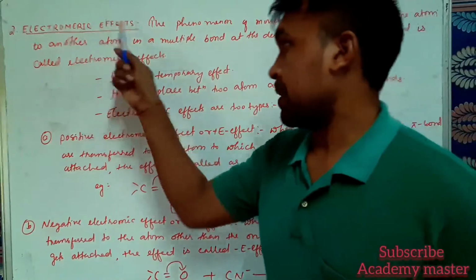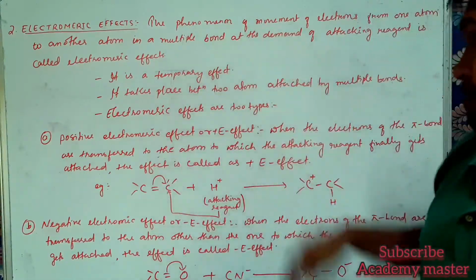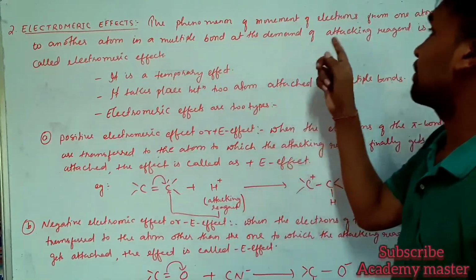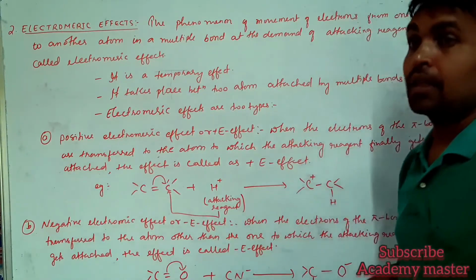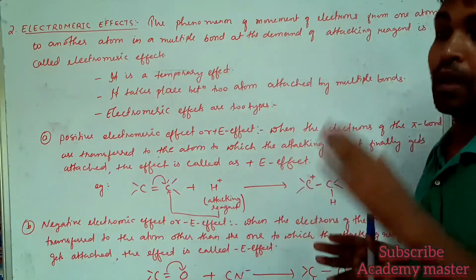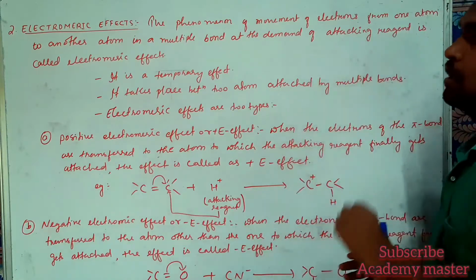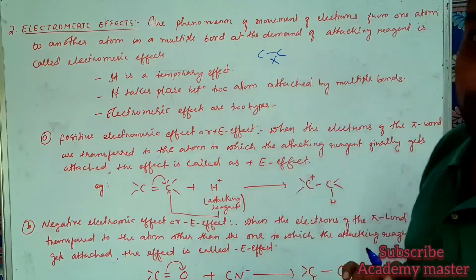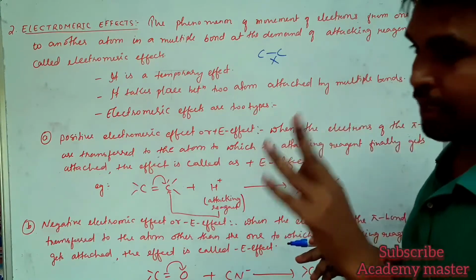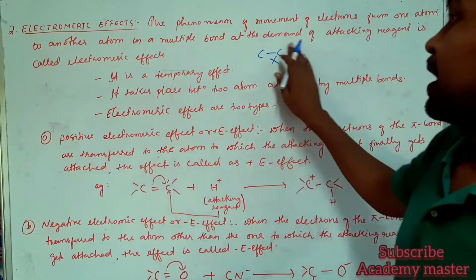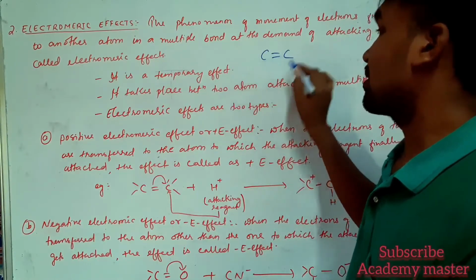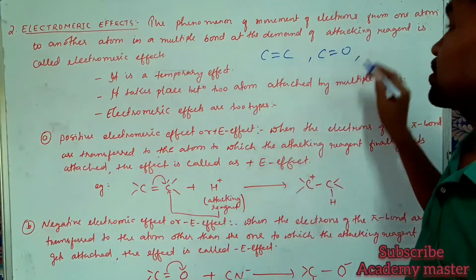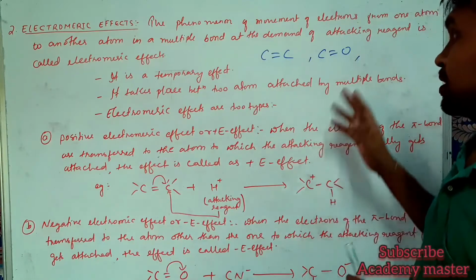So what is the electromeric effect? It is the phenomenon of movement of electrons from one atom to another atom in a multiple bond at the demand of an attacking reagent. One thing is very clear from the definition: the electromeric effect occurs only in multiple bonds. That means you will never find it in single bonds. If two atoms are linked through a single bond, the electromeric effect will not occur there. It will only occur in atoms linked through a double bond, like carbon-carbon double bond or C double bond O. These are the compounds in which you will see the electromeric effect take place.